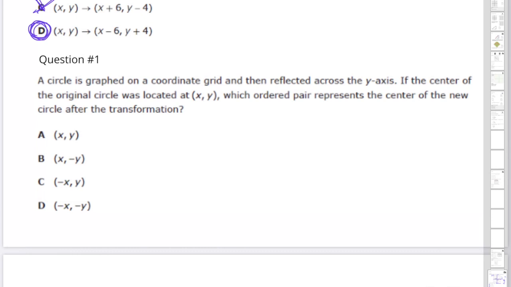So it says a circle is graphed on a coordinate grid and then reflected. That word reflected I know means to flip. So I'm flipping my shape, and it is flipping it across the y-axis. So every time you see a question about reflecting, it is either going to tell you it's reflected across y or it's going to be reflected across x. So this one says we're reflecting across the y-axis.